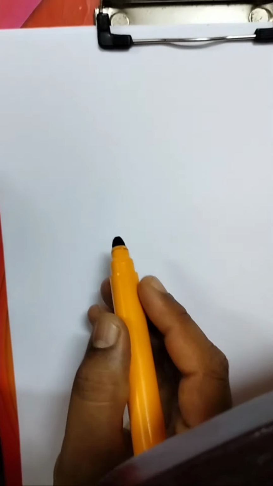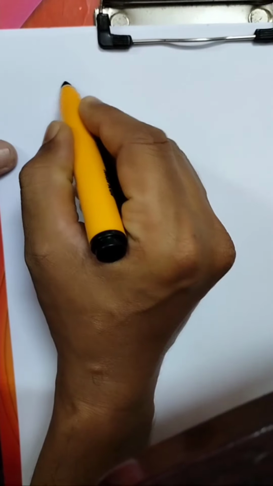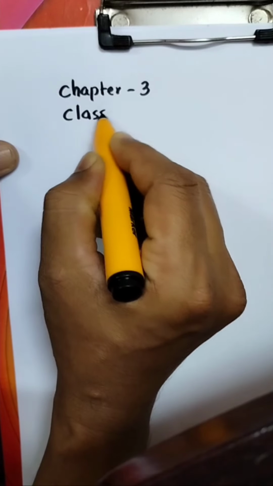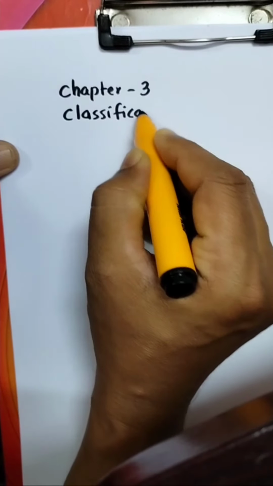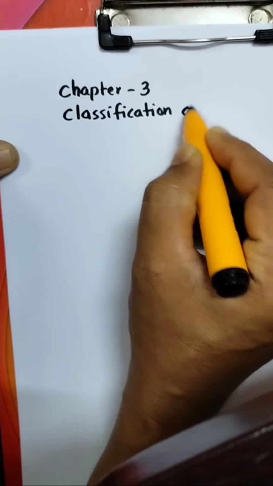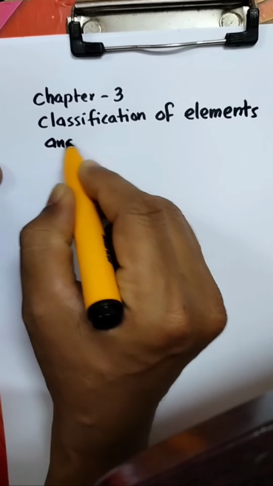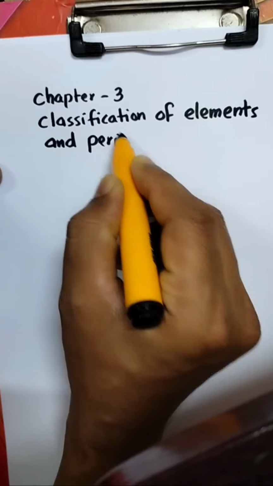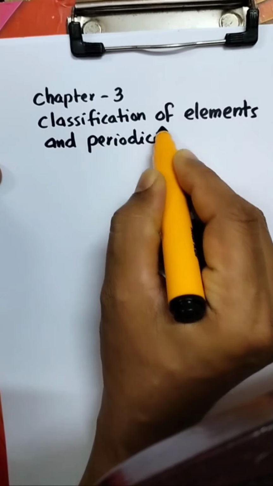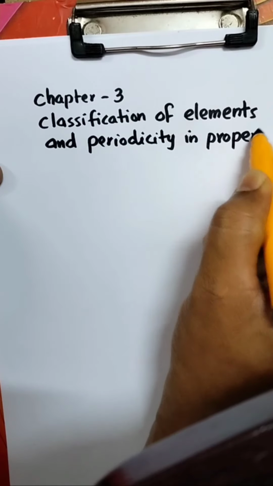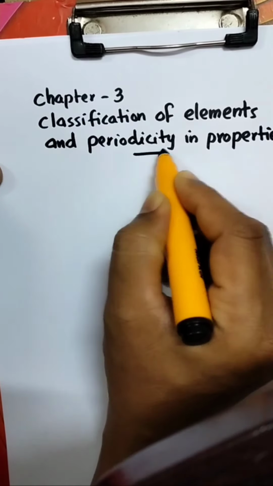Focus area of plus 1 chemistry, chapter 3, classification of elements and periodicity in properties. This is the third chapter in first year chemistry.